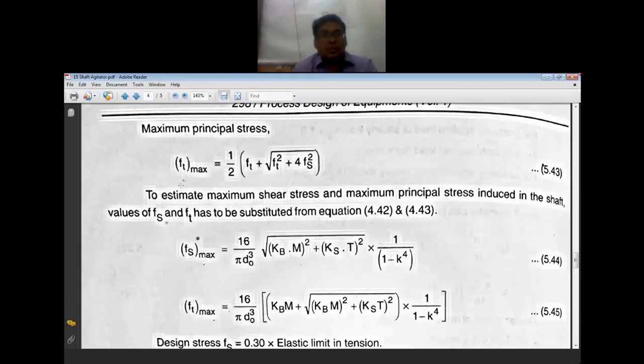Now similarly, in case of the maximum principal stress theory, I can substitute the values of Ft and Fs, simplify that, so that I will get this formula. Again, this is written for the hollow shaft. You have to write it for both the solid shaft as well as the hollow shaft.